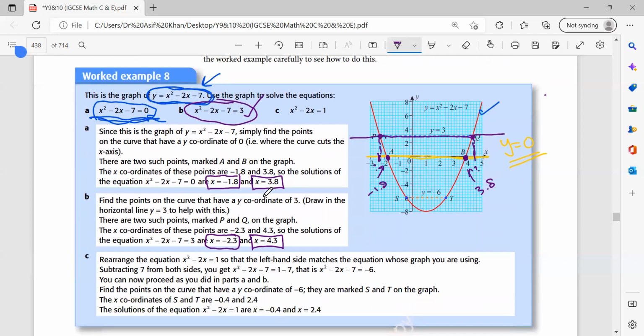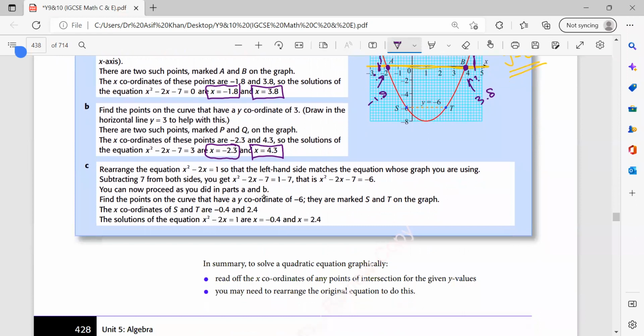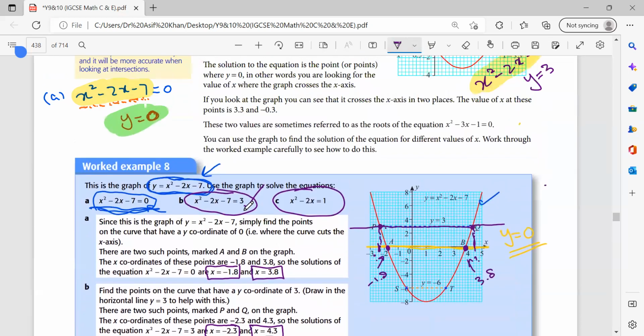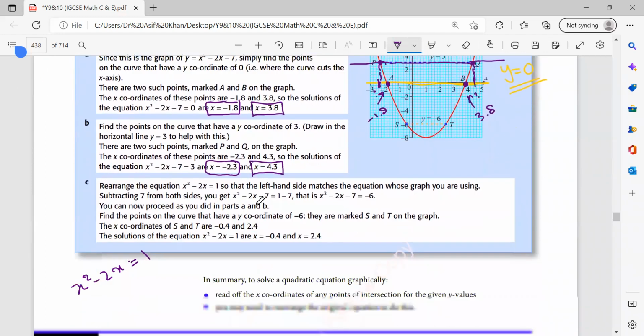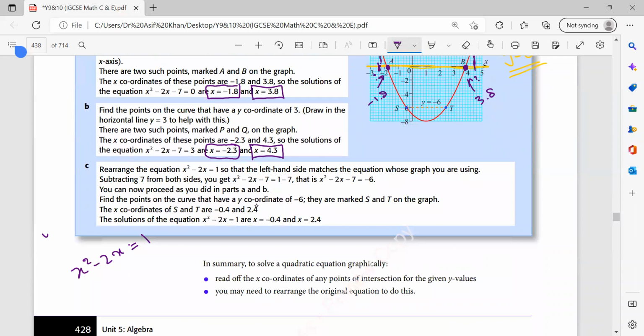We have a case in which we don't have the equation exactly like this: x square minus 2x is equal to 1. We have x square minus 2x, or if I bring 1 here, it will be okay. Leave it here, is equal to 1. But we have the equation x square, y is equal to this equation.